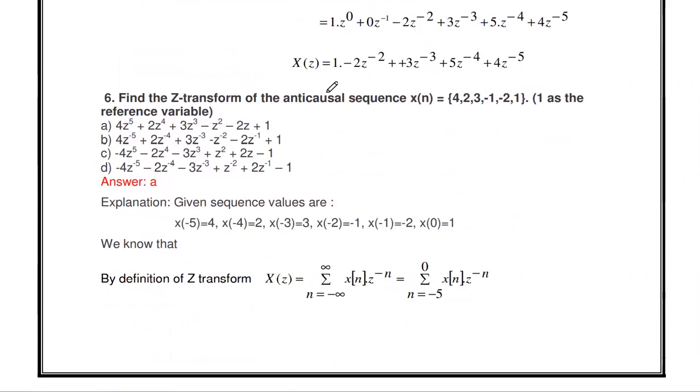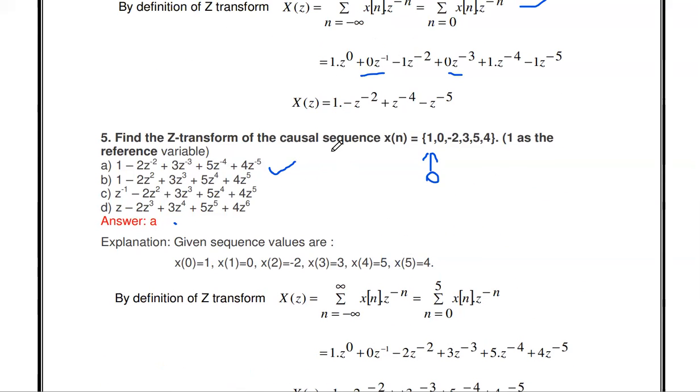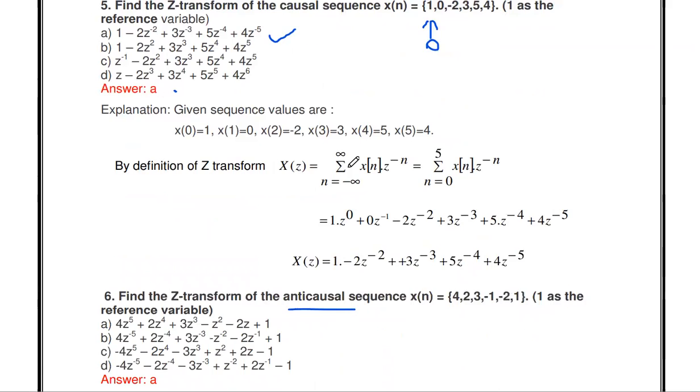Here you see, find the Z transform of an anti-causal sequence. What is meant by an anti-causal sequence? In the previous problem, we found the Z transform of a causal sequence. Causal sequence means the full data is available in the positive time axis. You see x of n is available from n equal to 0 to n equal to 5. So the x of n signal is available in the positive time axis. That sequence is called a causal sequence or causal signal.